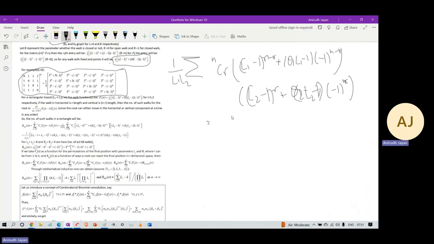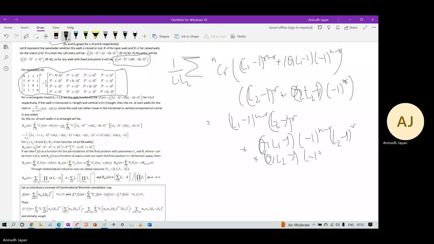Multiplying the following gives (L1 minus 1) power n minus R times (L2 minus 1) power R plus theta 1 L1 times (minus 1) power n minus R times (L2 minus 1) power R plus theta 2 L2 minus 1 times (minus 1) power R times (L1 minus 1) power n minus R plus theta 1 L1 minus 1 power n.